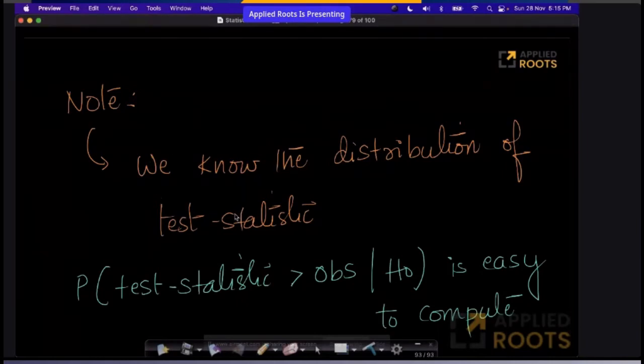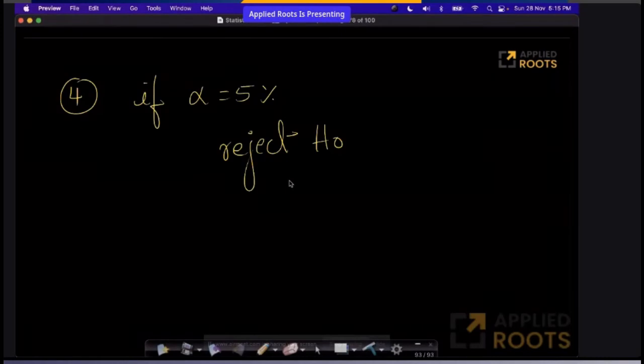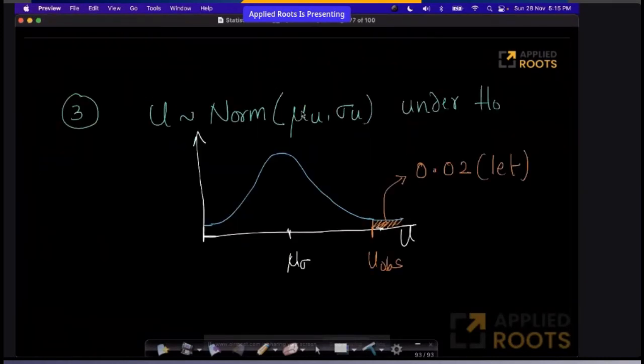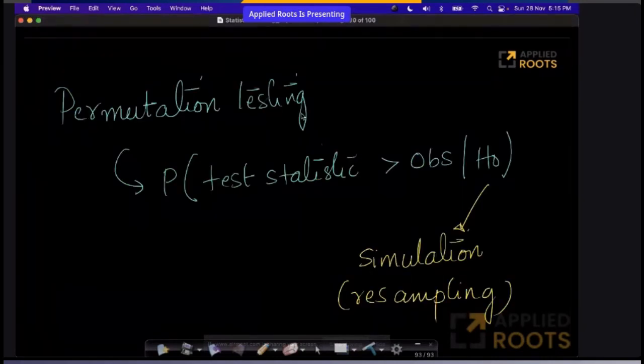Now, again, please understand here that the beauty of Mann-Whitney U is that we know the distribution of the test statistic, while in the case of permutation testing, we don't know that. Because we know that the test statistic belongs to a Gaussian distribution, when your M and N are reasonably sized, it's computationally much easier to use in general. While in the case of permutation testing, we don't have anything.